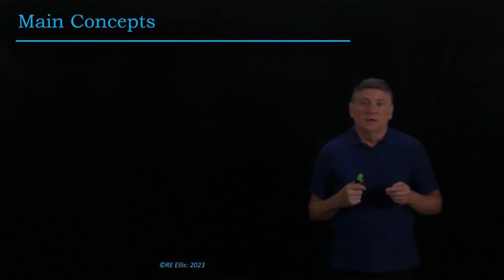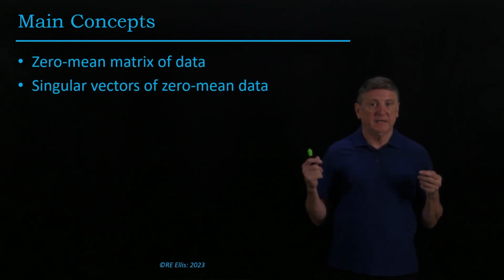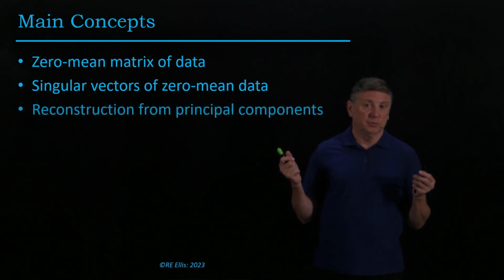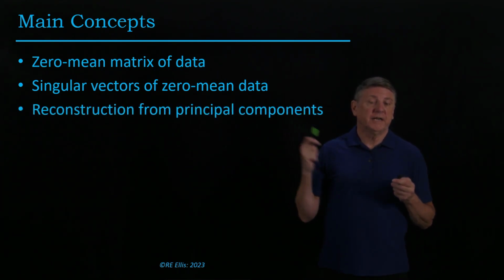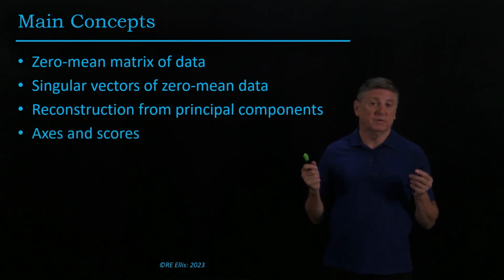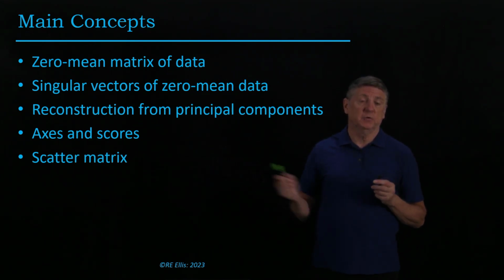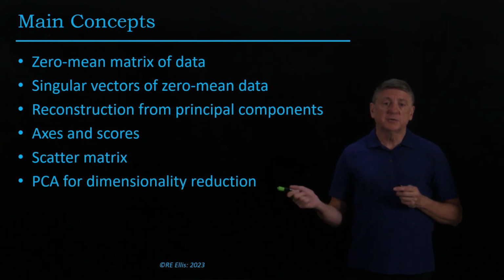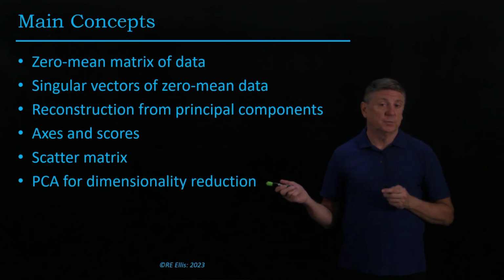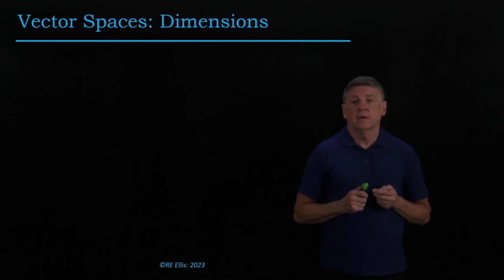In this session, we'll go through some of the prerequisites for nonlinear data analysis, and this will be more linear algebra. The main concepts for this session are we'll recall the zero-mean matrix of data and the singular vectors of these zero-mean data. And then we'll reconstruct our data from what are called the principal components. And this will give us axes and scores of our data. Related to this is the scatter matrix, which is very close to the covariance matrix. And this is referred to as principal component analysis, or PCA, and our main use of it is for dimensionality reduction of our data.